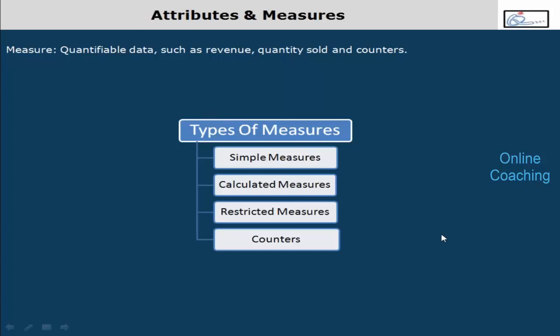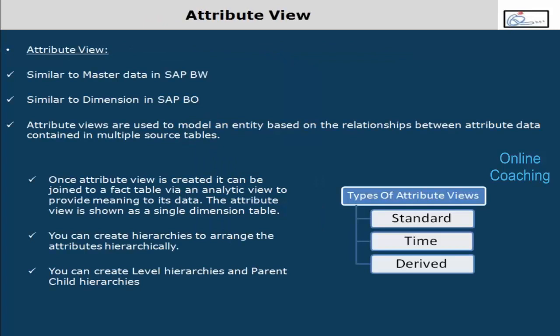Say for example, I have order number. I just want to get the count of orders performed by a customer. So when you want to get this count, then you go with what? You create a measure of type counter, suppose.